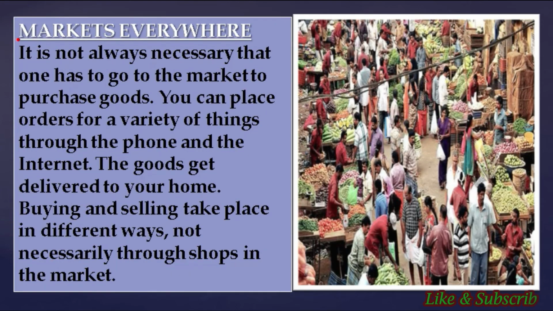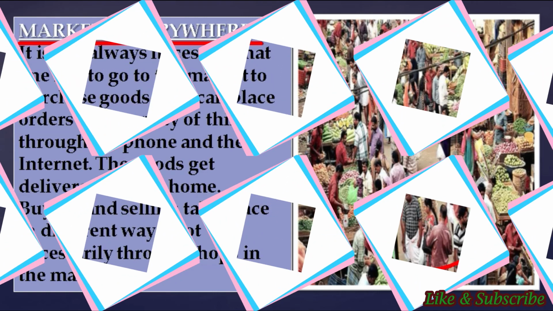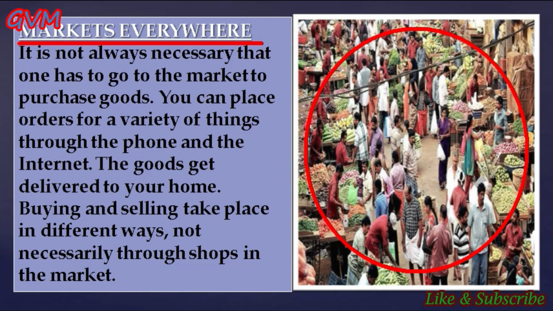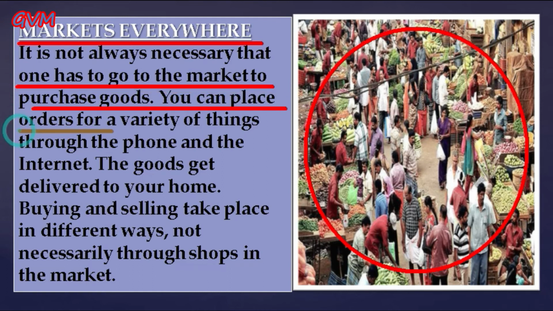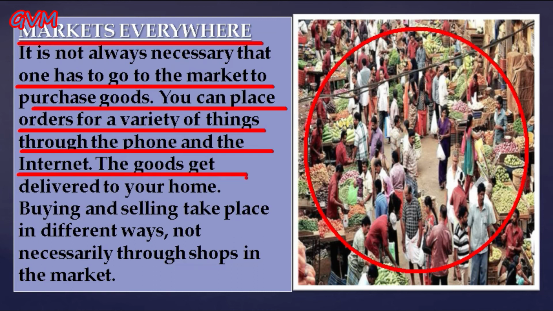Now, the next topic is markets everywhere. Students, as you all know, nowadays it is possible to buy products from a phone or the internet, which is an example of a digital market. That is to say, it is not always necessary for us to go to the market to purchase goods. In fact, we can also place orders for a variety of things through our phones and the internet, and then the goods that you order are delivered to your home. And that's why we can say that buying and selling take place in different ways, not necessarily through shops in the markets.